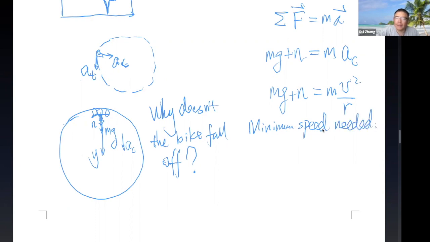So what is that minimum speed? That means the smallest number for v that this equation can be satisfied. So what is the smallest number?